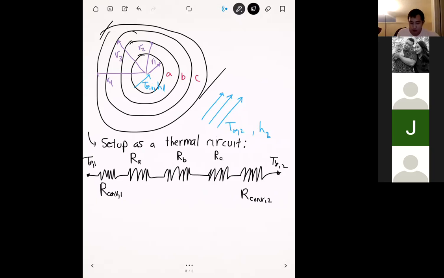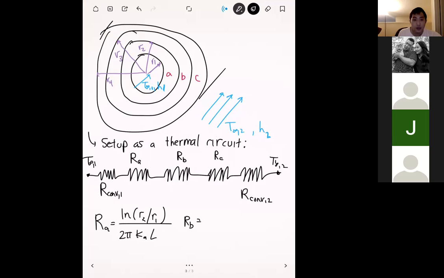Let's go ahead and write down the formulas for each of these resistances. I'm going to start with the conduction ones just because we just wrote that equation on the previous page. And so the conduction resistance for A is going to be ln of R2 divided by R1, divided by 2 pi Ka times L. We use R2 and R1 because those are the outer and inner radii for layer A.